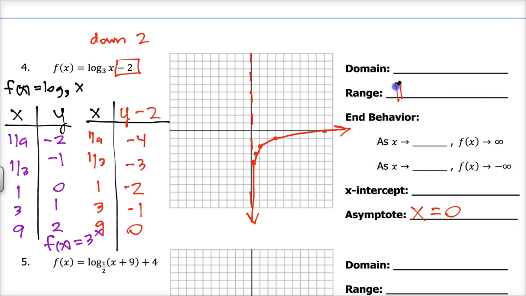The range will be all reals. The domain, x values, are all greater than 0. As the y values get larger, x also gets larger. So x approaches infinity. As the y values get smaller, x approaches 0. And our x-intercept for this one is (9, 0).